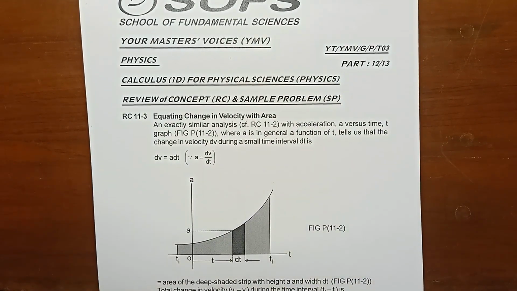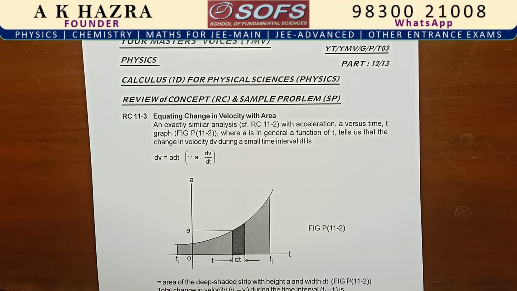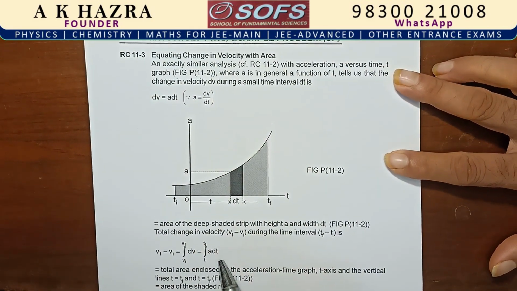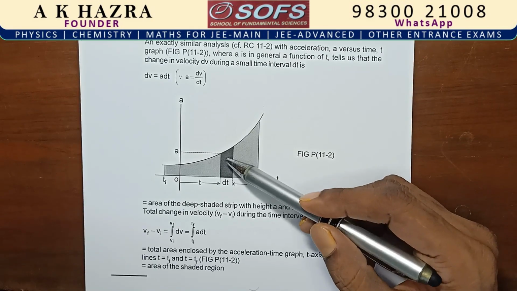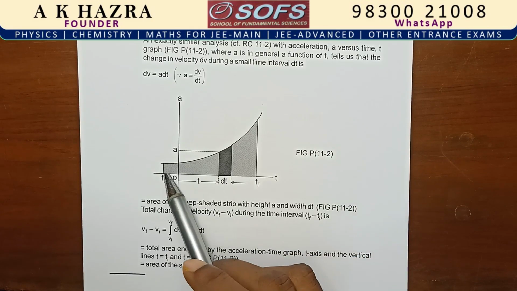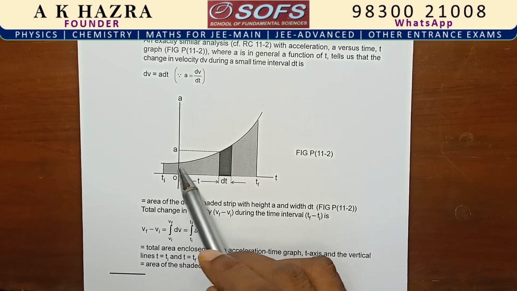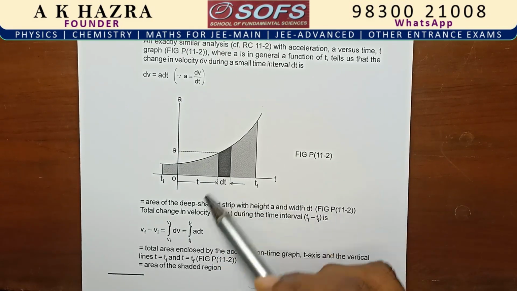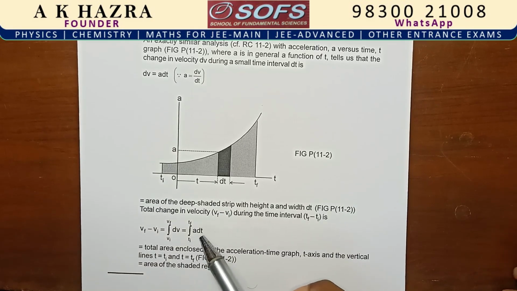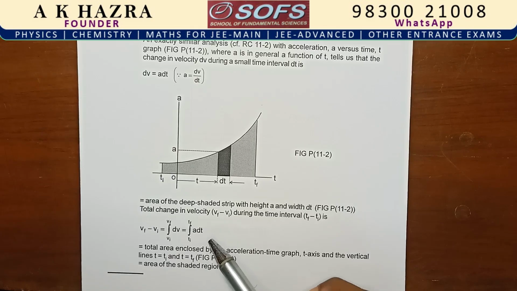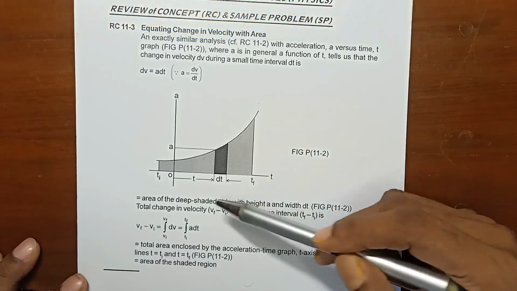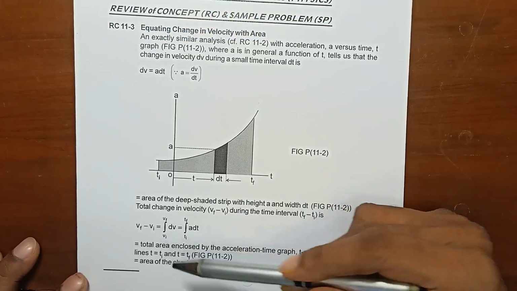Now if we integrate both sides, we will have the integration of dv from v initial to v final, equal to v final minus v initial, equal to the integration of a dt. That is the area of the deep shaded strip, and integrating from t initial to t final, the strip will move from t initial to t final, thereby giving the area of the total shaded region, and this will give the change in velocity. So change in velocity equals the integration of a dt from t initial to t final. That means the area enclosed by the acceleration versus time graph with the t-axis gives us the change in velocity.